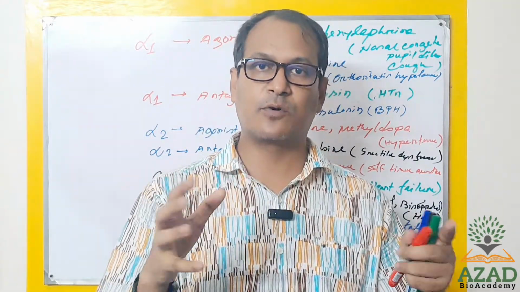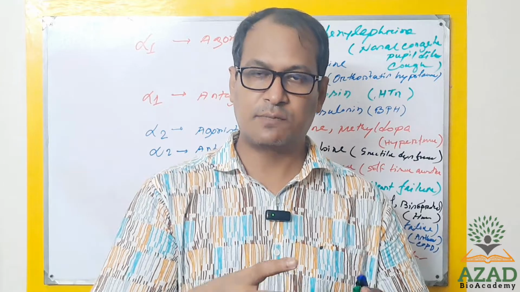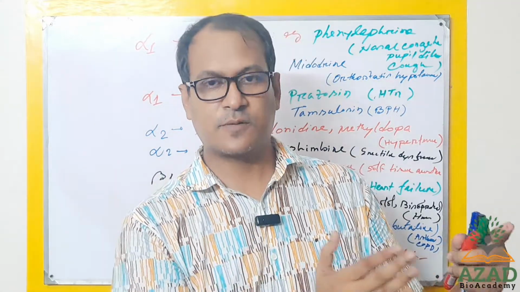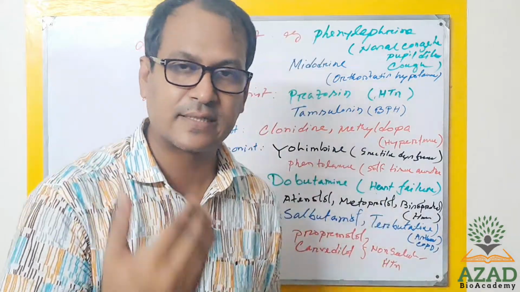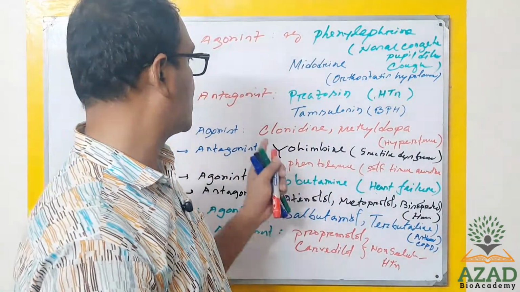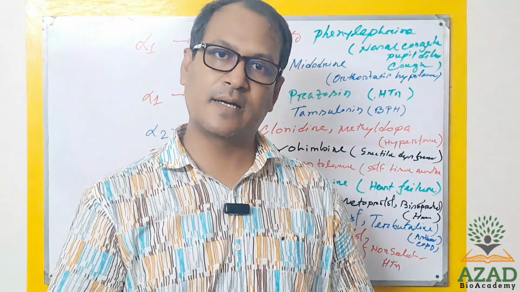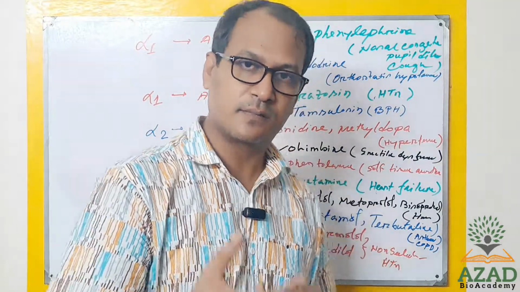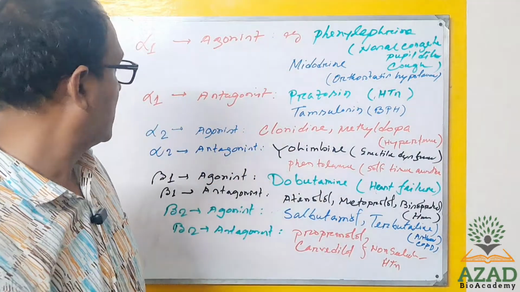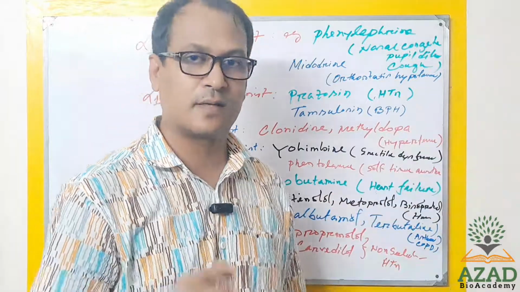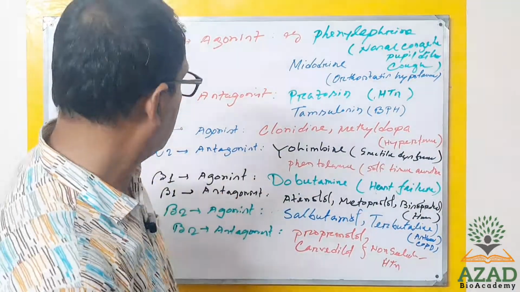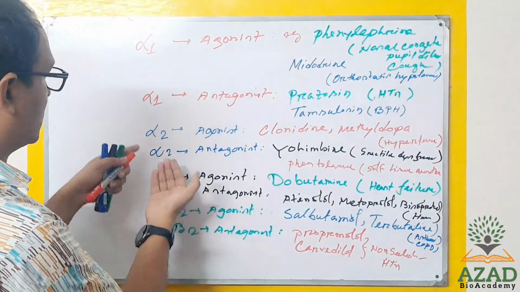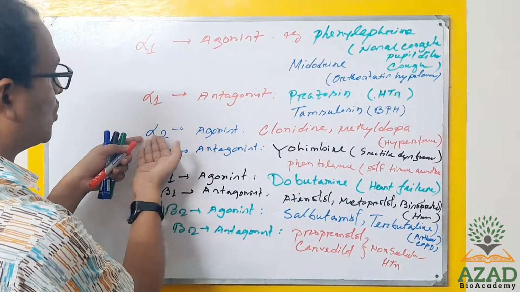That means it will promote your urination. That means it will remove the hindrance to your urination. So that can be a good choice for patients suffering from prostate gland enlargement. Okay, so this is the special use of tamsulosin. Now come to the next one, that is alpha 2 agonists.